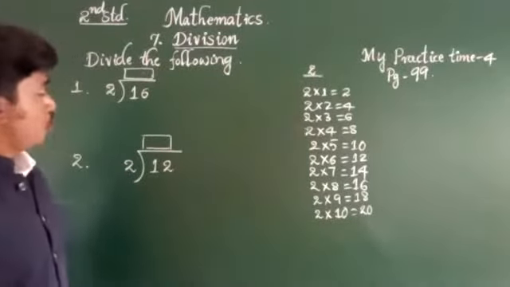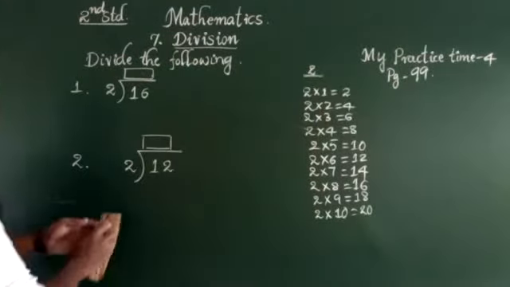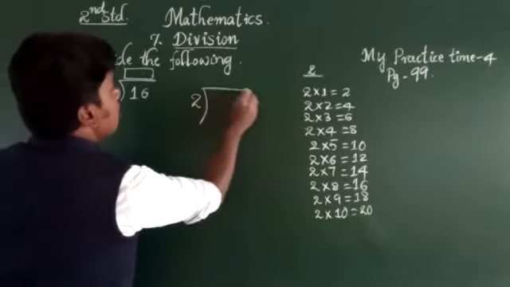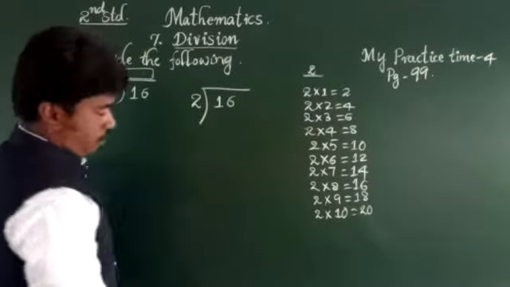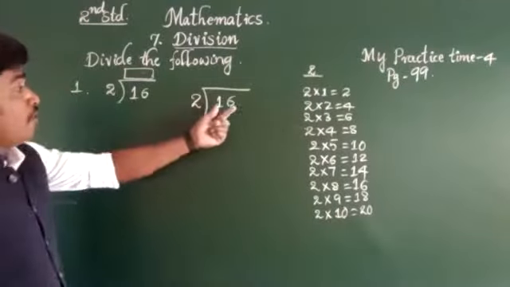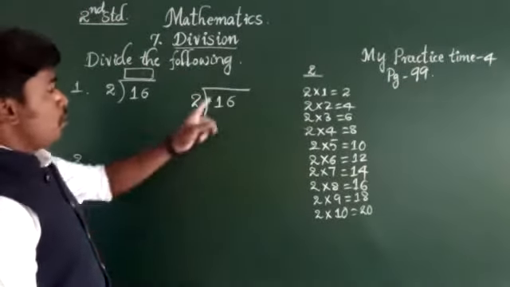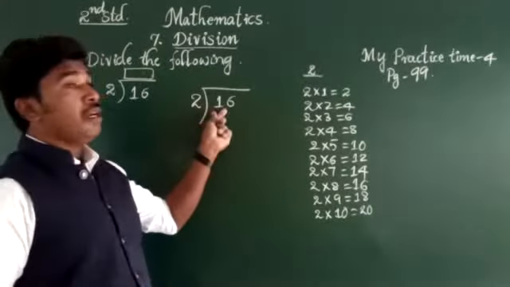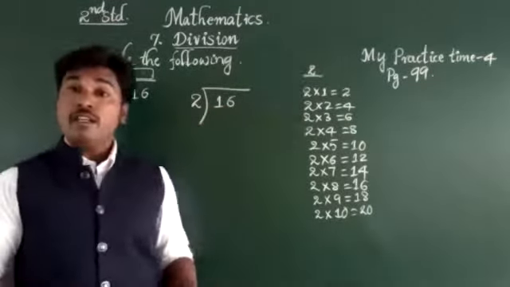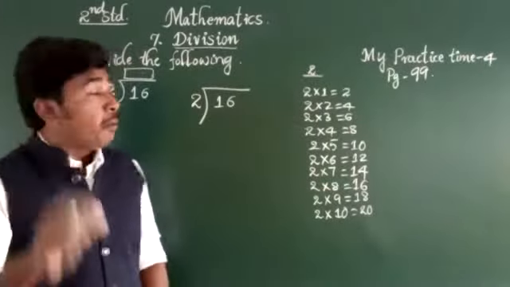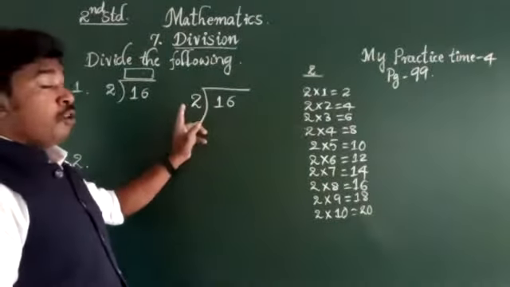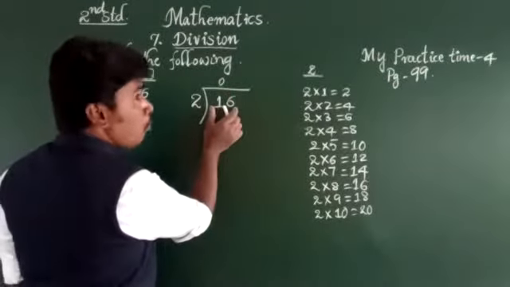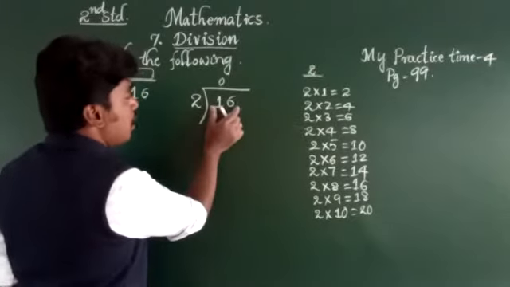Now you take the first question. What is the first question? 2 is the divisor, 16 is the dividend. So you divide 16 by 2. Dear children, first you should take the first number. If the first number is greater than the divisor, you can easily divide. But 1 is smaller than 2. Before that you write 0. Now you can take both the numbers, 1 and 6, it has become 16.